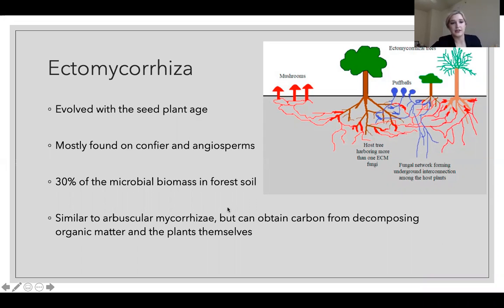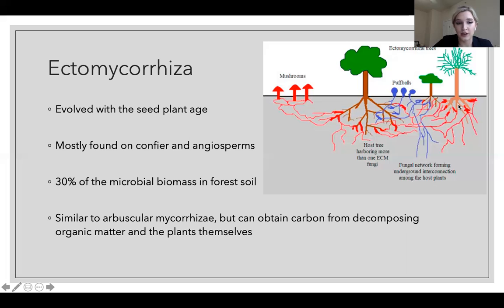And now ectomycorrhiza. Ectomycorrhiza evolved with the seed plant age. They are mostly found on conifers and angiosperms, making up 30% of the microbial biomass in forest soil. And this picture really goes along with that. It's drawn a little kid-like, but I thought it really represented the idea well as far as what a fungal network can really do when it comes to just mass underneath the soil. And you see how everything is connected.